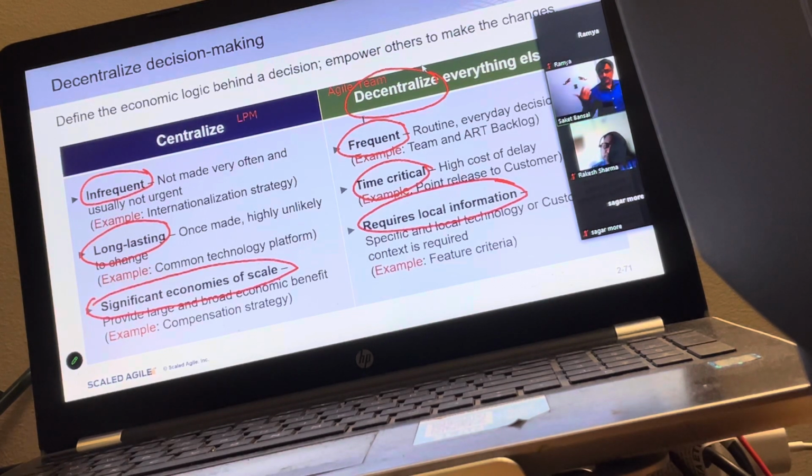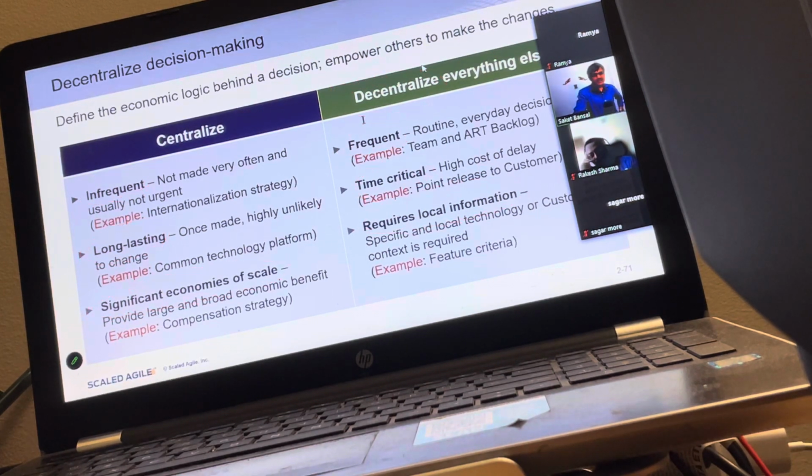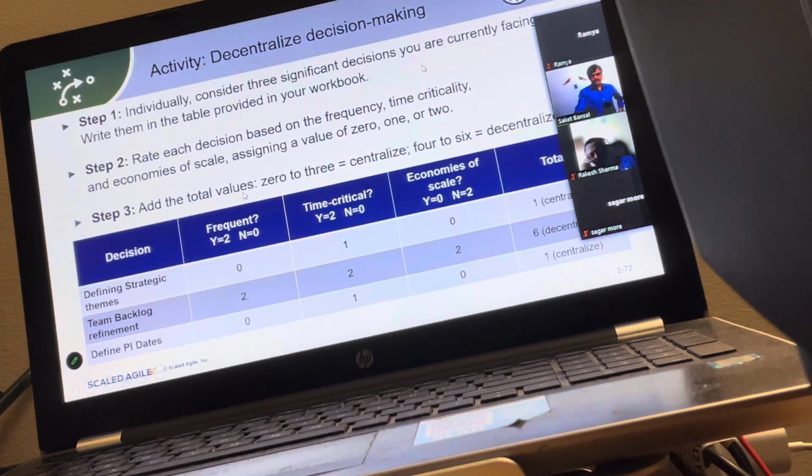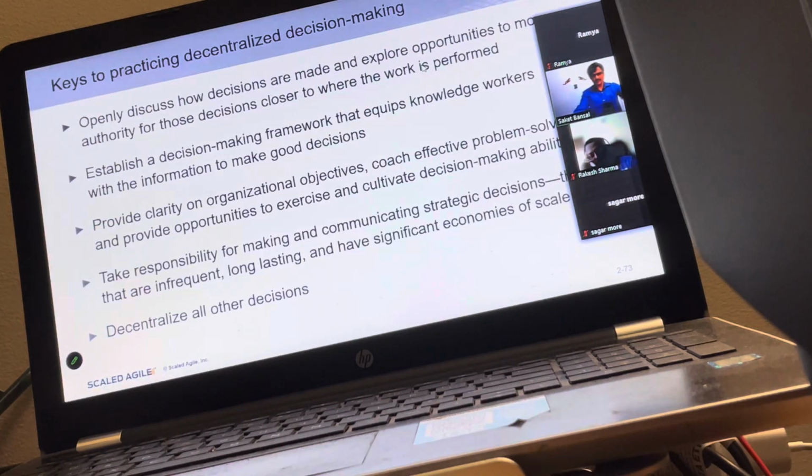But whenever you have a situation where you are confused, should we take a call at a team level or at a senior level, you can use these parameters, centralized versus decentralized, by looking at infrequent, long-lasting, or significant economy of scale. Yeah? So that's a simple explanation. Then there are some words, and I will come to this exercise to show you, but let me clarify some theory here.